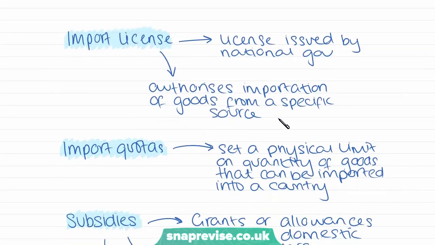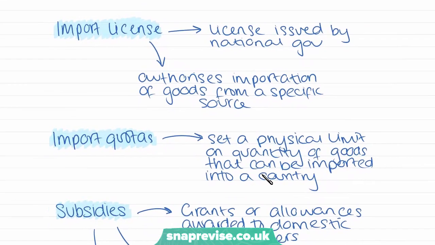beginning with import licenses. Now, import licenses are licenses which are issued by a national government, and they authorise the importation of goods from a specific source. Then we have what are called import quotas, and these set a physical limit on the quantity of goods that can be imported into a country.